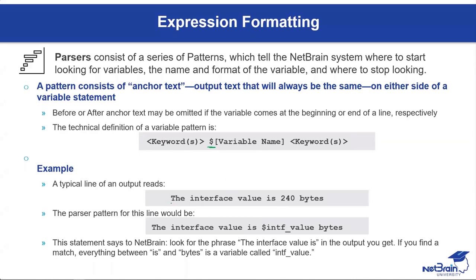So we see an example here. If the typical line of an output reads, "the interface value is however many bytes," the keywords are, on the one hand, "the interface value is," and then "bytes," and then in between there's interface_value. So whatever's between this phrase and this phrase, that is the value of interface_value. Okay. So that's the idea behind parsing, essentially.